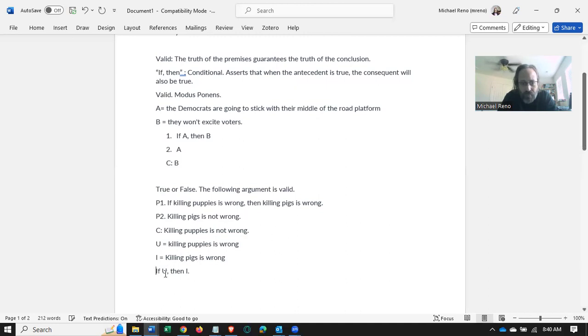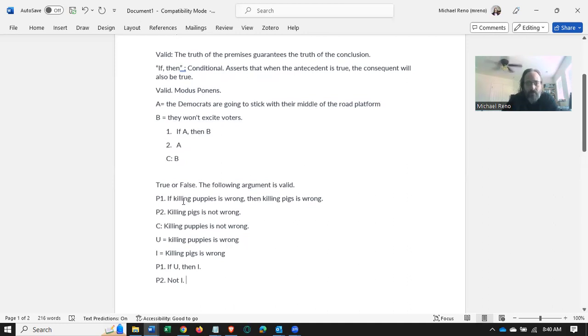Then premise two asserts it's not the case that I, not I, killing pigs is not wrong. So it's not the case that killing pigs is wrong, would be another way to say that. Or in shorthand, simply not I. And again, I stands for killing pigs is wrong, right? So that's what we defined it as here. Killing pigs is wrong. So P2 is asserting that I is not the case. And then our conclusion says U is not the case.